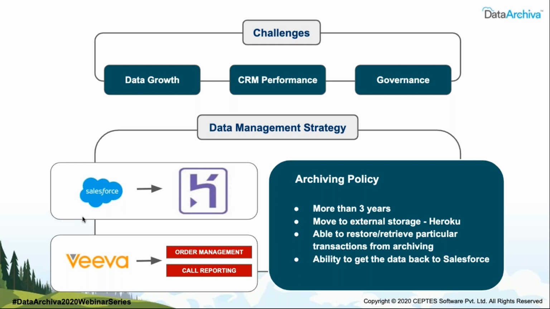Having used Veeva CRM, they see that a lot of data has been generated by two of the big modules, order management and call reporting, which they use. So they figured out that they need to archive old and inactive data from these modules. Their plan is to archive all the transactions happening through the HCPs, the healthcare providers, and also whatever orders they're processing older than 3 years. They want to make sure they can move it to an archiving solution.